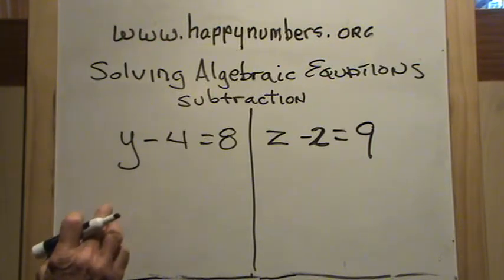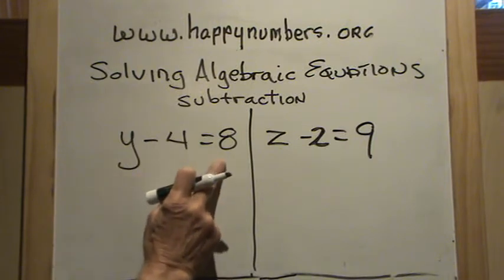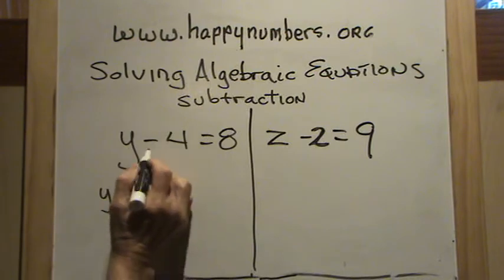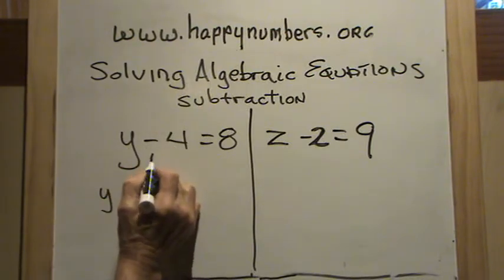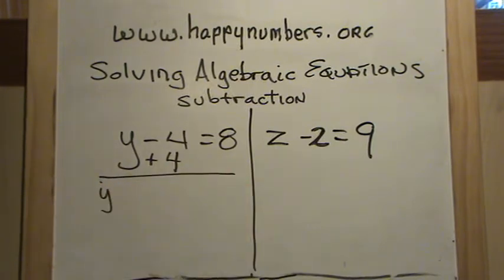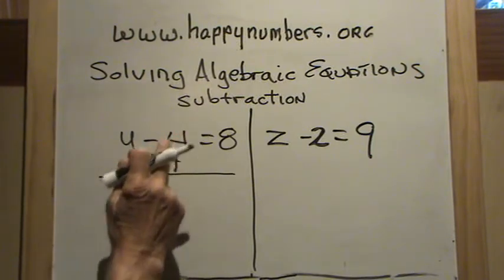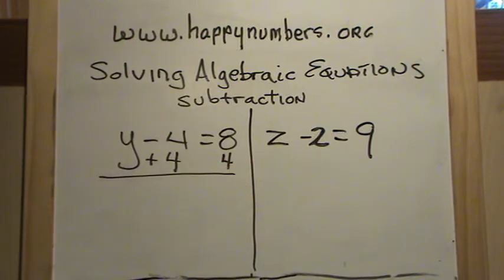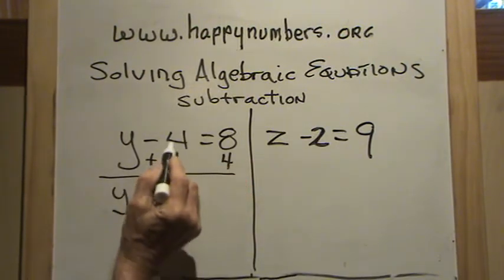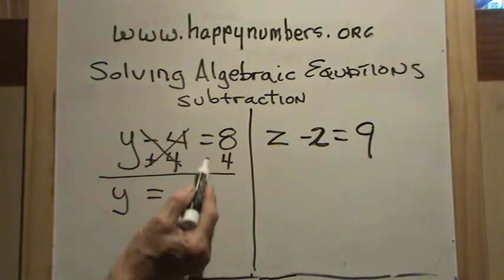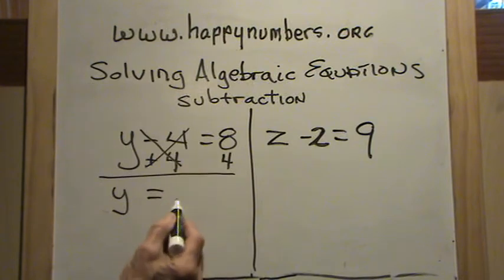Let's take a look. Y minus 4 is equal to 8. I have to get y by itself. So I have negative 4, so if I put a positive 4, I know that these will cancel each other out, but if I put a positive 4 here, I have to put a positive 4 there. So I get y, a positive and a negative 4 cancel each other out, equals 8. If I combine 8 and 4, I get 12.